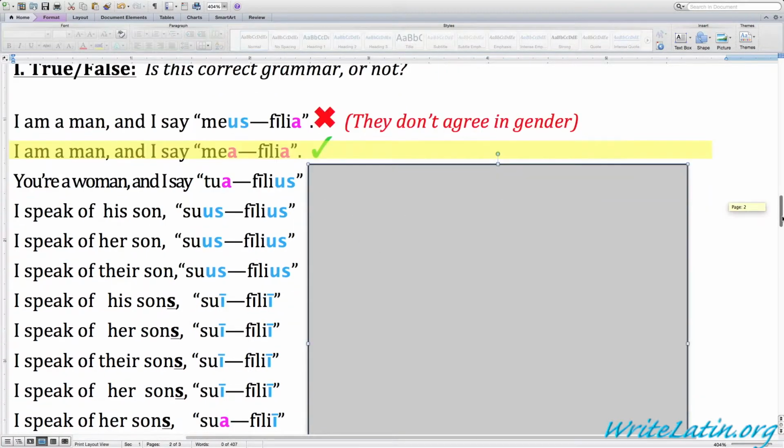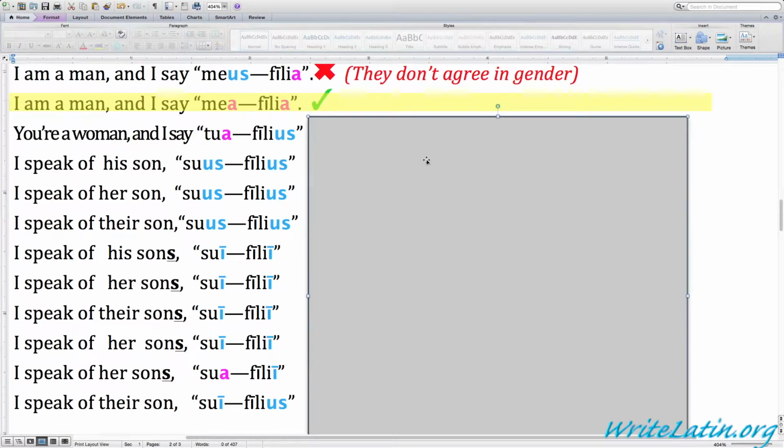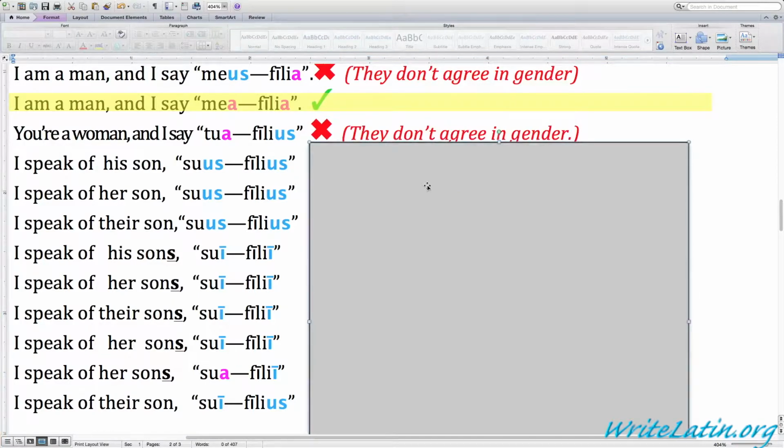Yes. You might want to stop the video and try these on your own. If not, I'll do them on my own. You're a woman and you say your daughter, tua filius? No, that was incorrect. Next one.